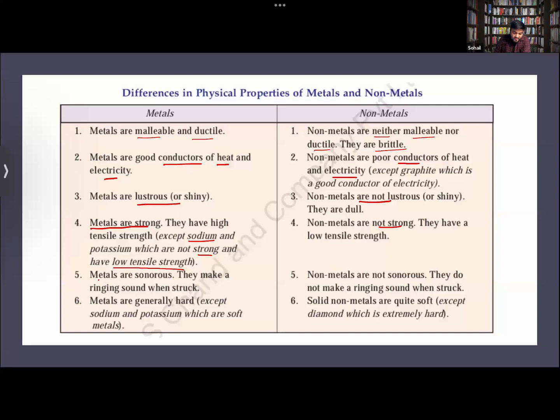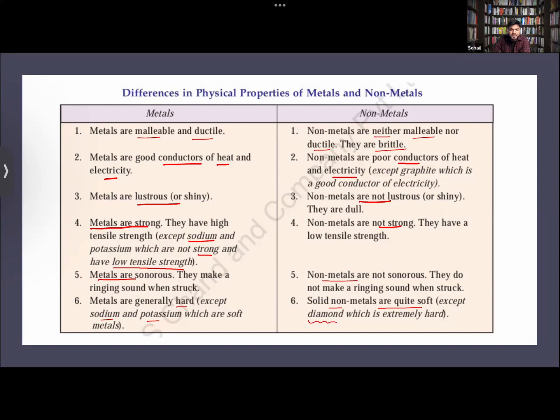Talking about metals, they produce a sound when they are hit, while non-metals do not produce sound. Metals are generally hard, the exceptions being sodium and potassium, while solid non-metals are also somewhat soft. The exception is diamond. So do remember the exceptions. Exceptions are very important.